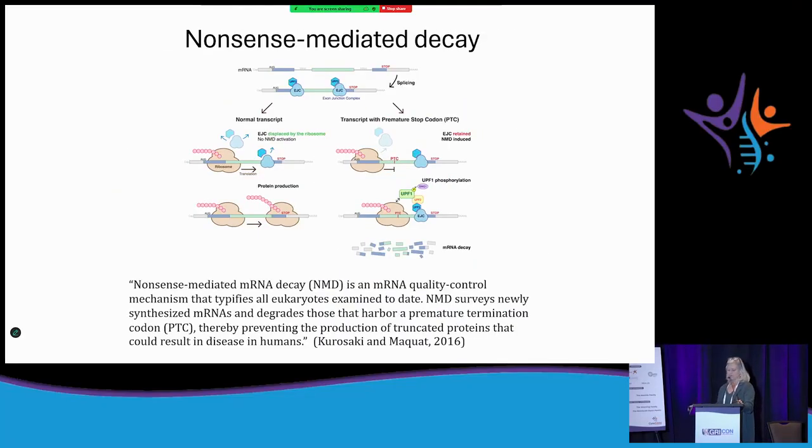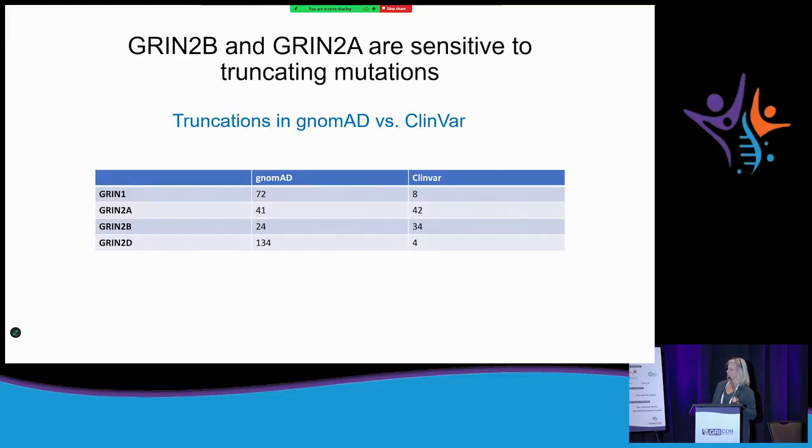Now, I'm not going to go through this in any great detail, but just to remind people or inform people that there's this quality control mechanism. If you have a premature stop, the cell detects the mRNA and tags it for degradation. This is why the vast majority of premature stops result in the loss of an allele, the expression of one allele, and you end up with half as much. However, this is a complicated field unto itself, and sometimes it's cell-specific, and it's certainly transcript-specific. You have to do the experiments.